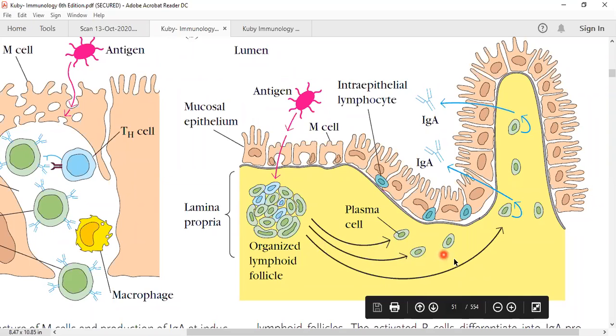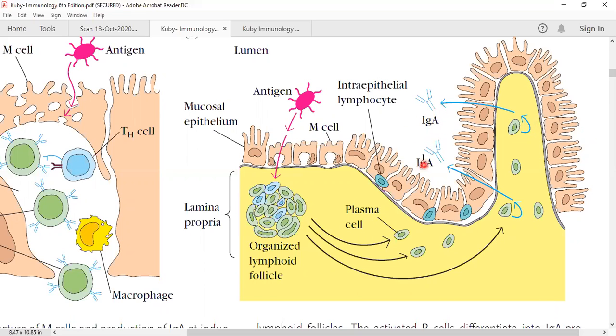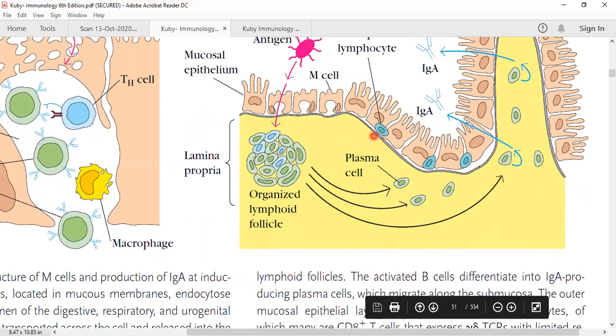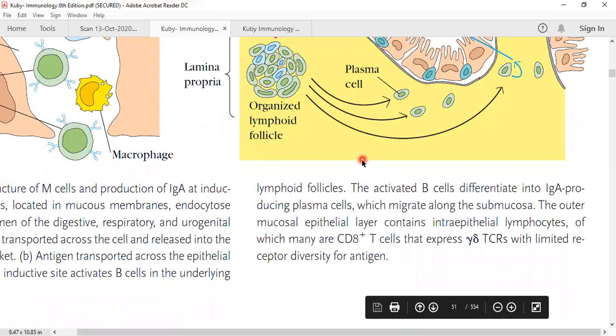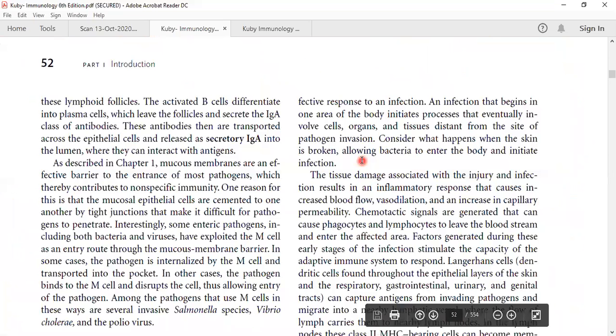So these cells will move and they will become the plasma cells, which will secrete a large number of secretory antibodies, which are actually the IgA class of antibodies. So our digestive tract continues to secrete secretory IgA antibodies, which help in the neutralization of several pathogens which can come through the digestive system.